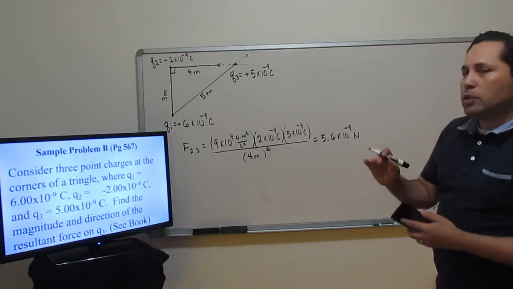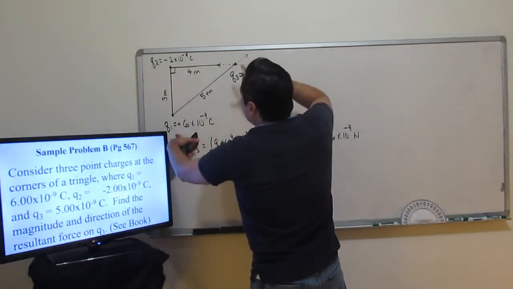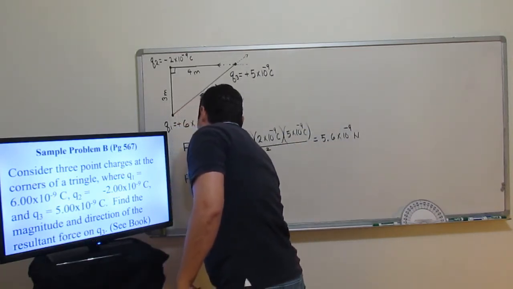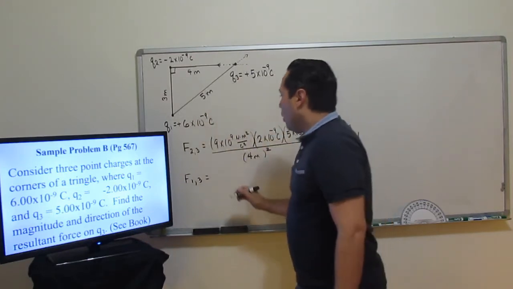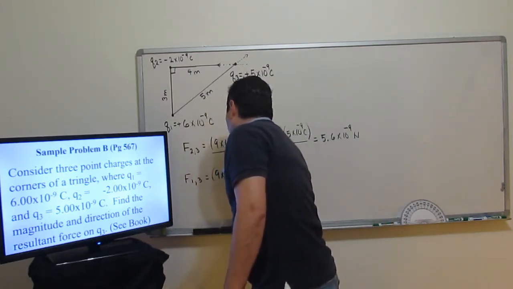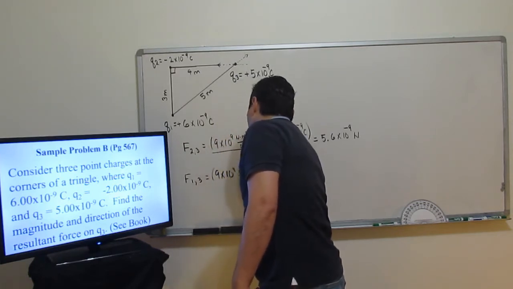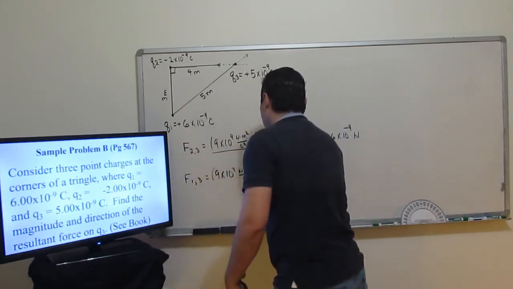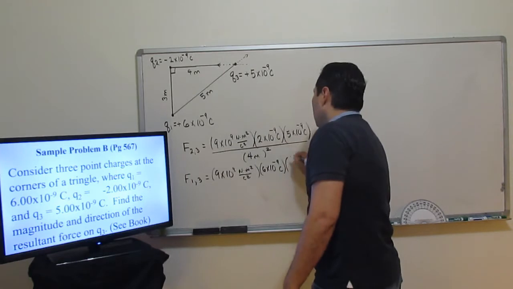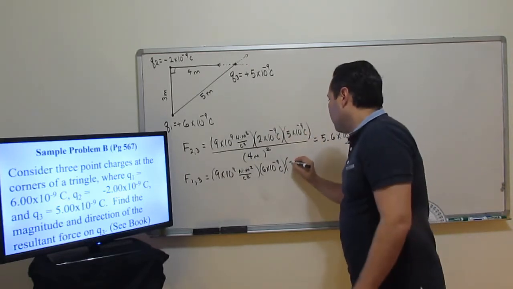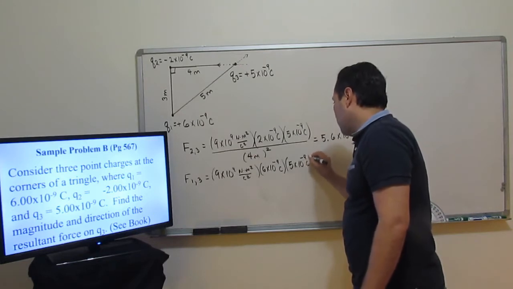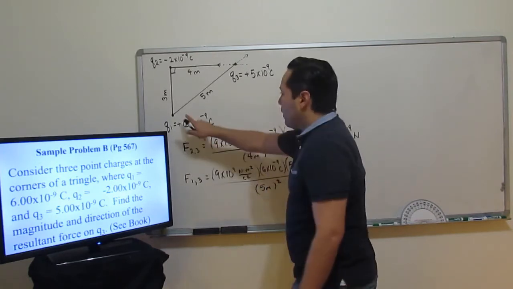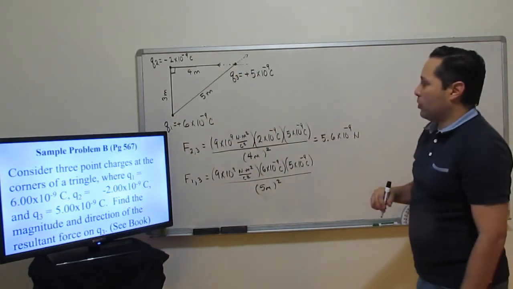Alright, next part, we need to figure out now what is the force between charge number 1 and charge number 3. So force between 1, 3. So label it so I know which one I'm referring to. Alright, so it's going to look very similar. Here is the constant. Multiply times the charge. The charge is going to be 6 times 10 to the negative 9 coulombs. For our third charge it is 5 times 10 to the negative 9. And all of it divided by 5 meters squared. And the 5 is the distance between charge 1 and charge number 3.